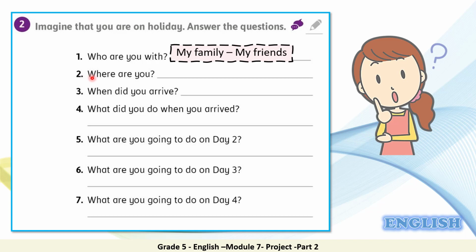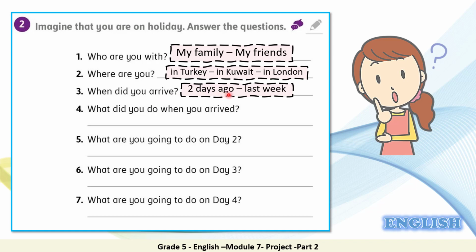Question number 2, where are you? You also need to imagine the place you're gonna visit. For example, in Turkey, in Kuwait, in London, etc. Number 3, when did you arrive? You can say 2 days ago, last week, etc. Number 4, what did you do when you arrived? Here you need to imagine what you did on the first day, like went to the hotel and rest.